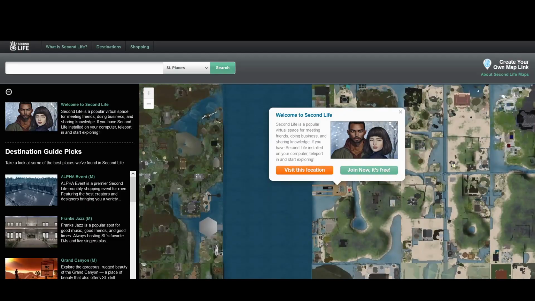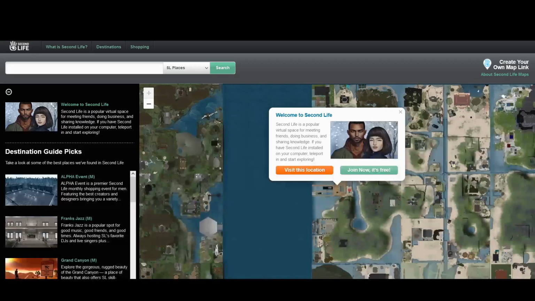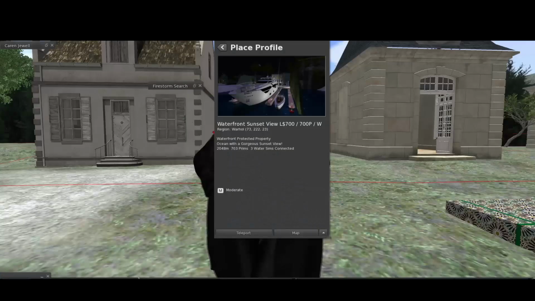If you click them, most people do include the landmark so that you can go and get there quickly, and it will give you a cute little view of the land map that is around it. We're going to visit this location. If you have it set online so that Firestorm or whatever program you're using is the default handler for these types of protocols, then when you click visit this location, it will pop up in world for you. We're going to teleport and look at this land.